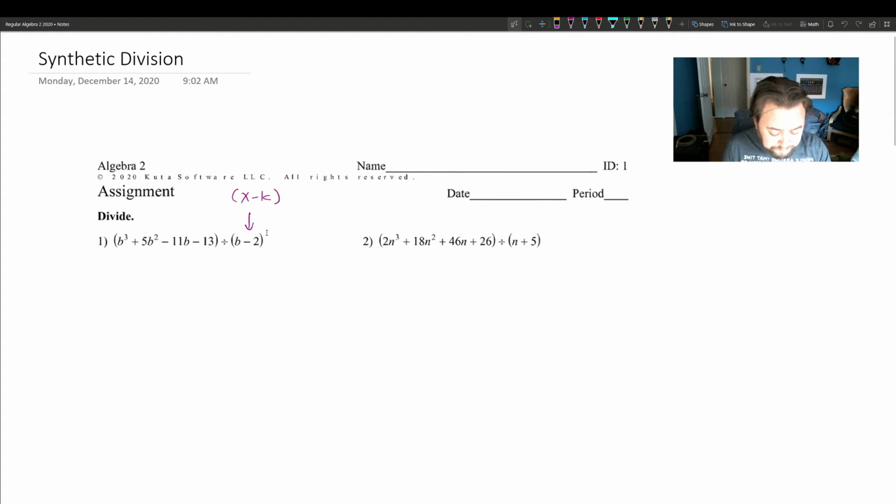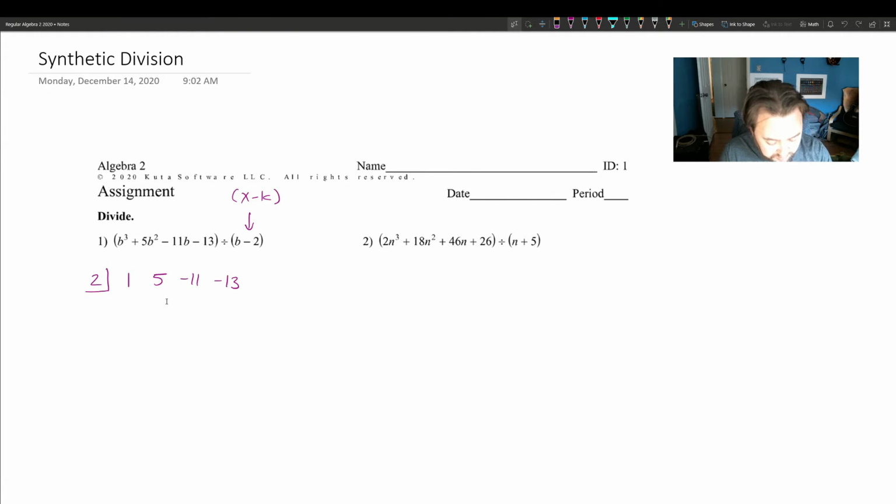So what I'm going to do is put that number, that k, right here. The opposite of that minus 2 would be a positive 2. That's all I had to do. Now I'm going to write the coefficients down in descending order. So I have 1b cubed, 5b squareds, negative 11b's, and then a negative 13.